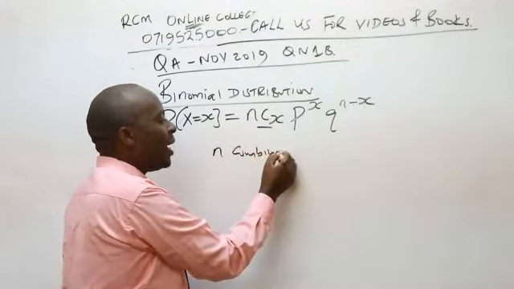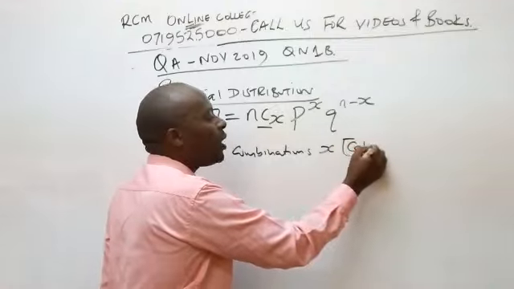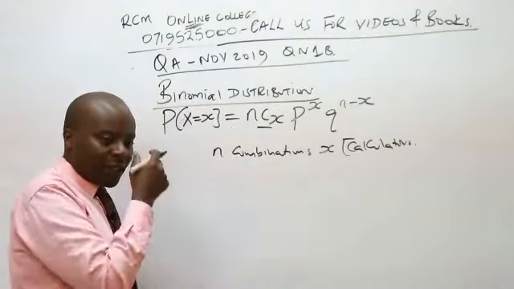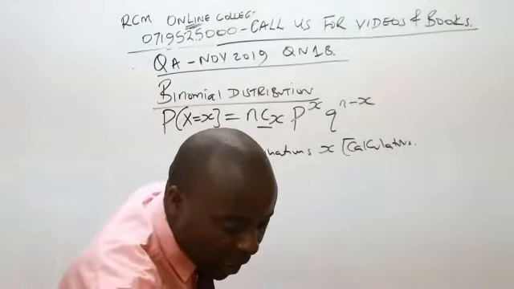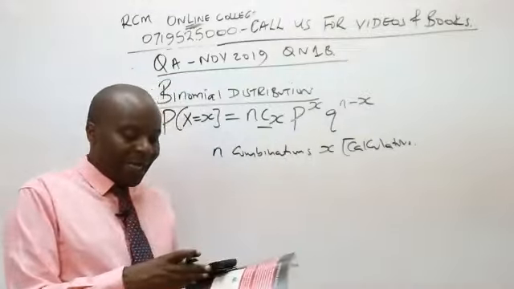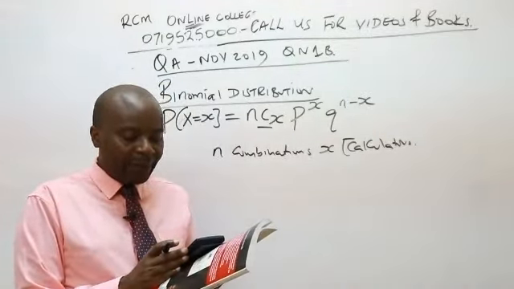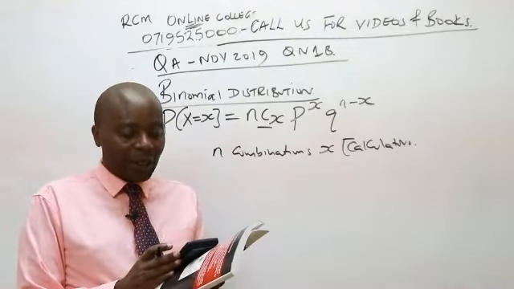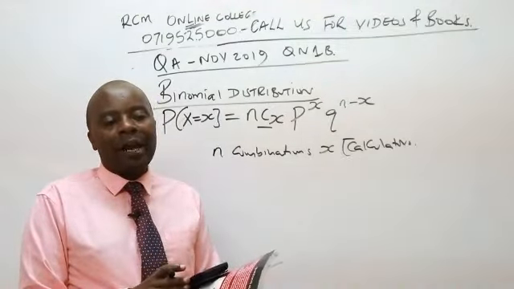N combinations x. Basically, it is found in your calculators. That is what you need to know. Once you have your calculator, you'll be able to see nCr somewhere there, just close to shift or alpha. You'll be able to see the nCr function there.